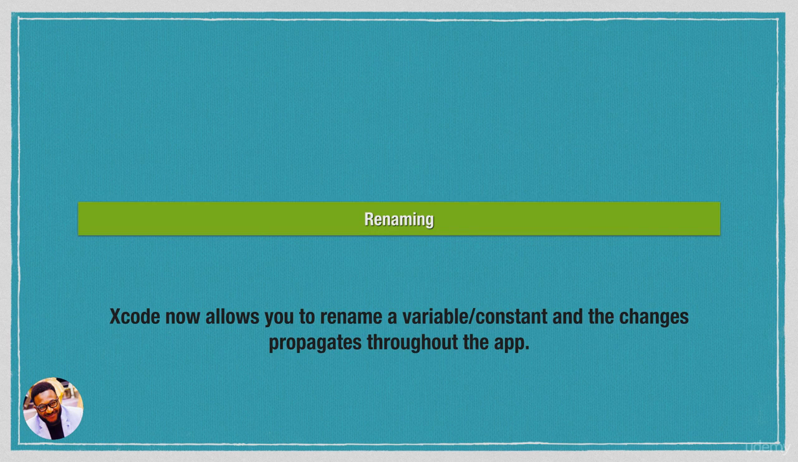The third one is renaming. You can now rename variables or constants, and the changes that you make to the name will propagate throughout your project. So for example, if you have a variable called blue color, previously to this version of Xcode, you would have to hunt down everywhere you've used this property. But in the new Xcode, when you rename any variable, the name changes will propagate throughout the project.